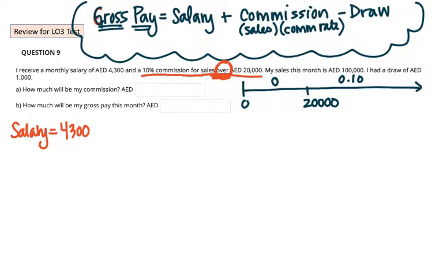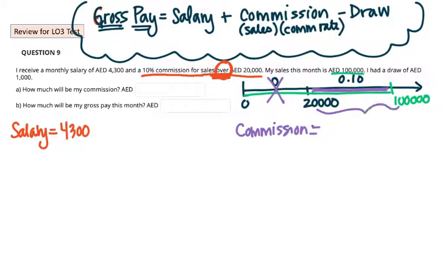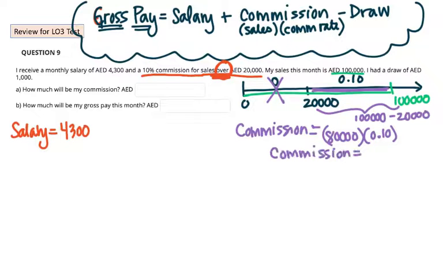So now we'll do a thermometer. It says his sales for the month were 100,000. So when we're calculating our commission, this first amount doesn't get any. For the first 20,000 in sales, it doesn't get any commission. It's only commission here in this category. So how much money is in that category? That's 100,000 minus 20,000. So that's 80,000 times 0.10. So we get a commission of 8,000 dirhams.